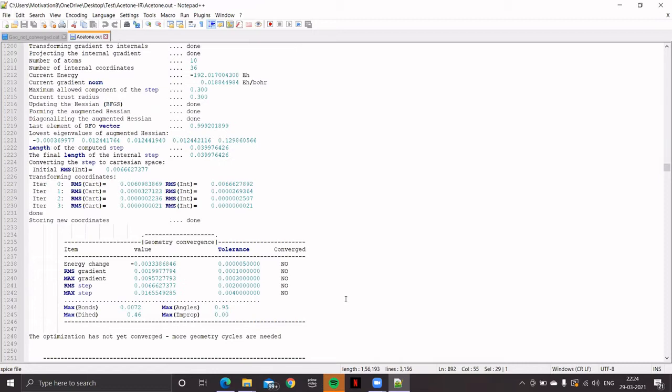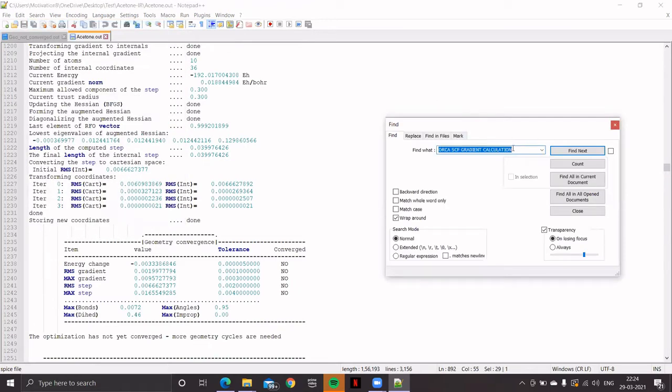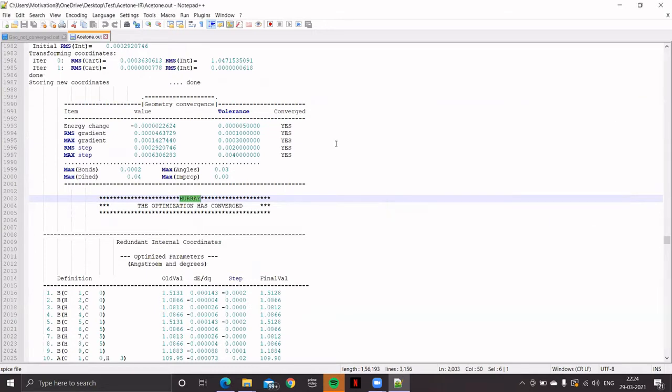To check whether you get that final converged structure or not, simply go to the search menu and then in find type hooray. If you get this message, then only you'll get this particular table with all yes signs. So in this case, the convergence criteria were met. The energy change was below the minimum value, force was below a minimum value, the displacement was below a minimum value, and you got an optimized geometry. Once you have the optimized geometry, then it will do the frequency calculation.